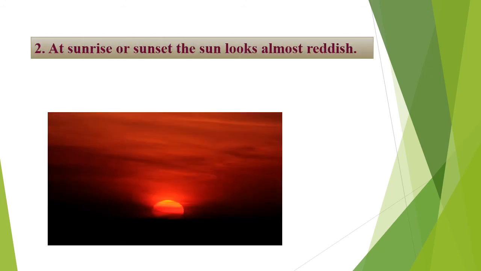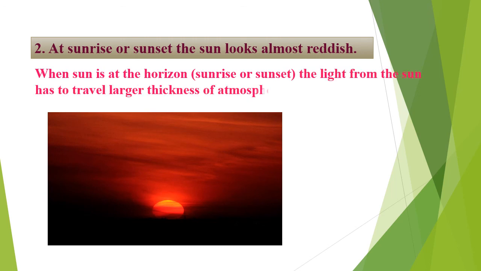At sunrise or sunset, the sun looks almost reddish. See the diagram? The same thing you can see naturally. At sunset or sunrise, it appears reddish. What is the reason behind it? The only reason is scattering of light. When the sun is at the horizon, the light from the sun has to travel a larger distance in the atmosphere because of the larger atmospheric thickness in the horizon region. So light travels more, and when it enters from rarer to denser, scattering of the light takes place.